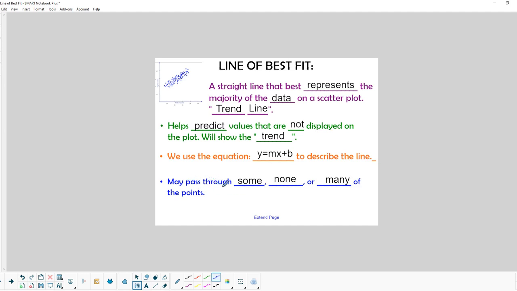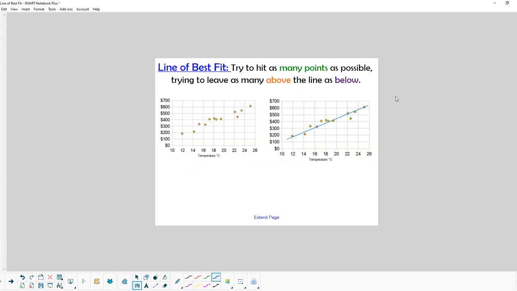When you do a line of best fit, you try to approximate the data as best you can, and we're going to demonstrate that in just a moment. But the line may pass through some of the points on the graph, or none, or it might pass through many of them. It just depends on the situation. So this is what we're talking about.